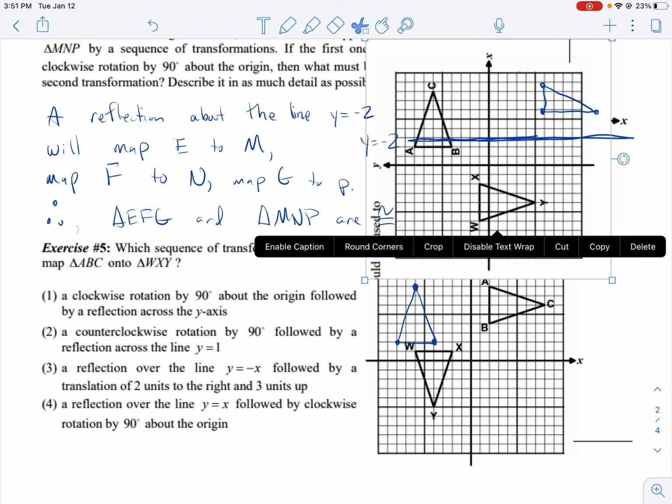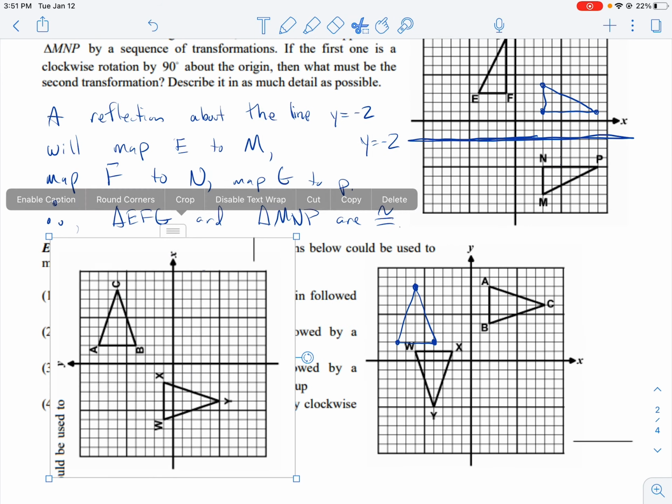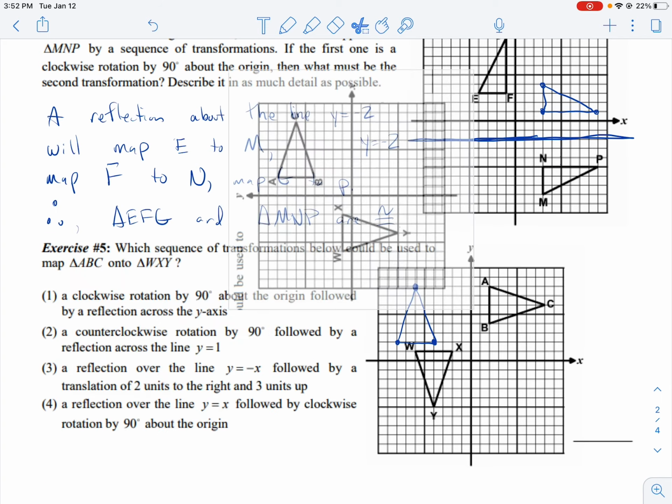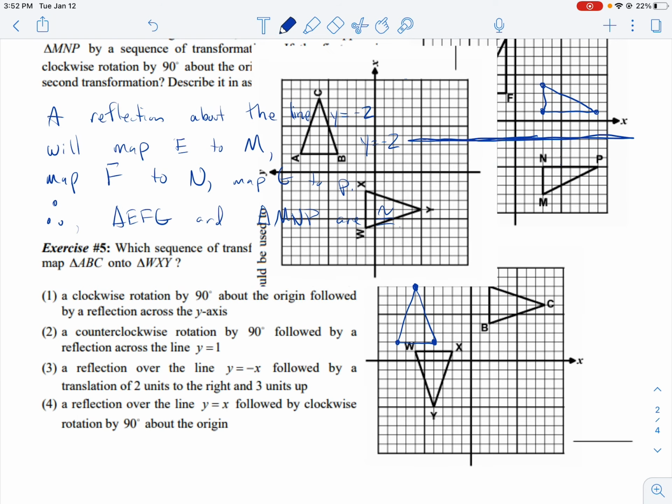What's it say? A clockwise rotation 90 degrees about the origin, followed by a reflection over the y-axis. So I did this one, right? I started with this one, a counterclockwise by 90, followed by a reflection over that line. So let's see if that gets us where we want to go. All right, so a reflection over what line? Y equals 1. That's not going to get us what we want, right? Reflection over that line is going to bring that triangle down here. Right? So that doesn't look like the image. Okay? So we can cross that one out.